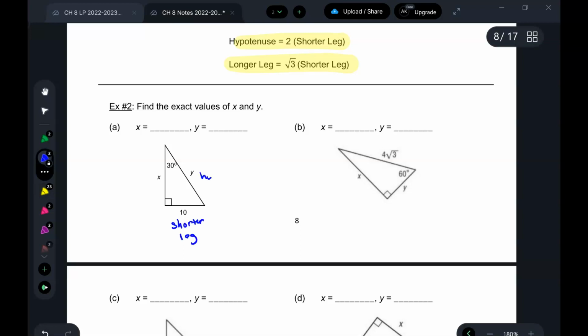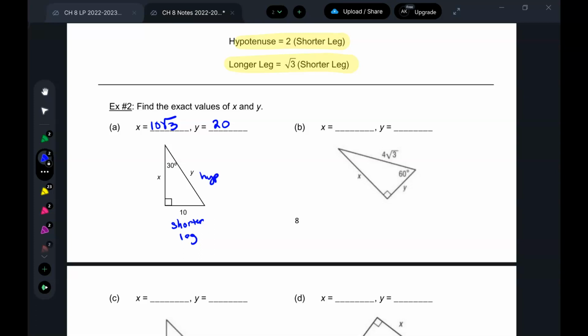Well, x, y is... no, the hypotenuse. So y is 20. X is 10 root 3, because 20 is the height. Remember, it's always the shorter leg and the hypotenuse that have a ratio of 1 to 2. And then for this one you just do times root 3.